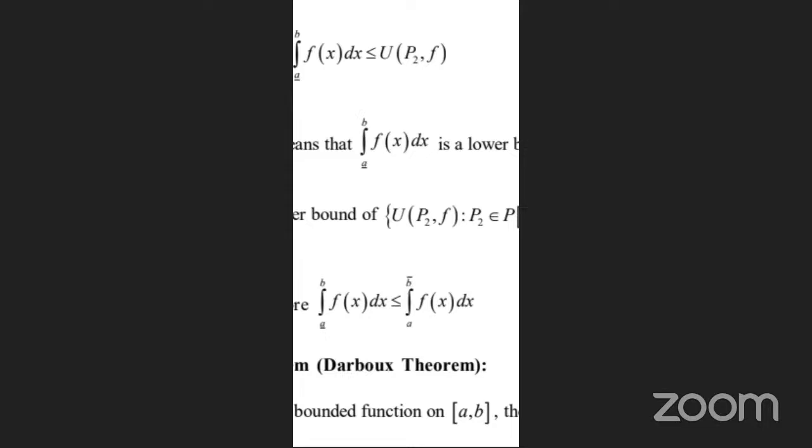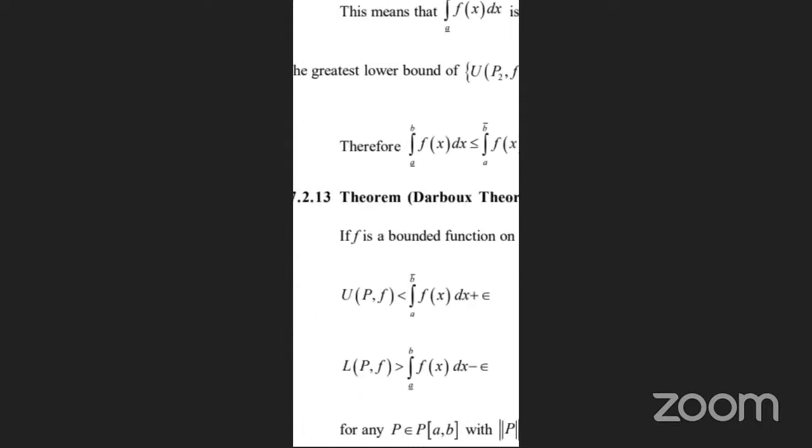Now that is the meaning of the lower Riemann integral: it is a lower bound of the set of all upper Riemann sums. The greatest lower bound is called the infimum. So for the upper Riemann sums of the second partition, we construct the infimum. So finally, the lower Riemann integral is less than or equal to the upper Riemann integral. That is also one of the important results.